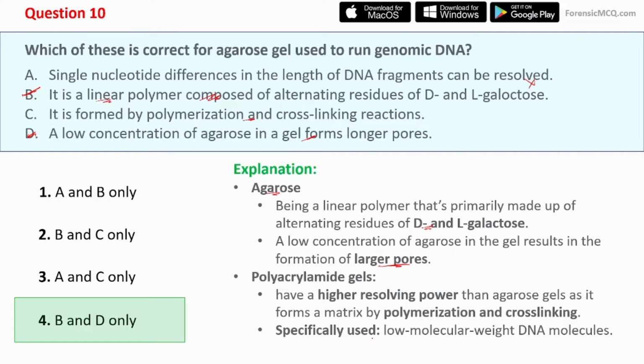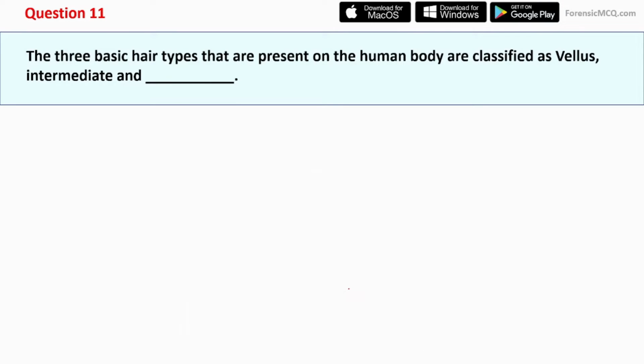And the most common type of analytic method is PAGE, which stands for polyacrylamide gel electrophoresis. So using polyacrylamide gel serves a higher resolution power than agarose gel, specifically when it comes to low molecular weight DNA molecules. Now let's move to question number 11.